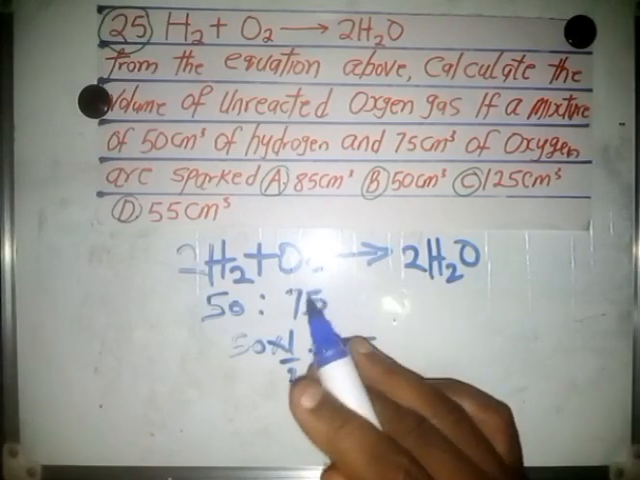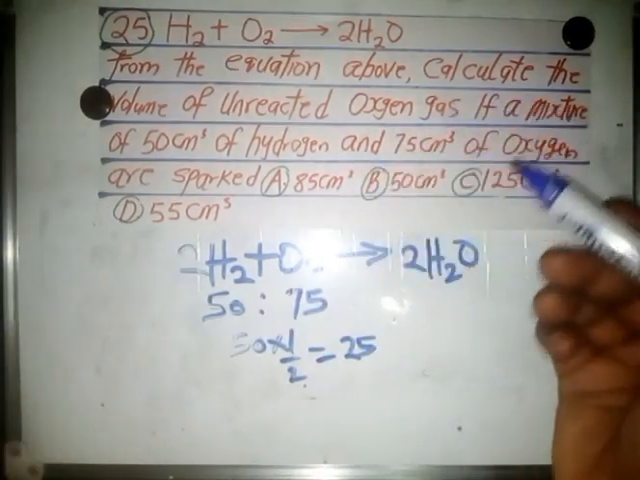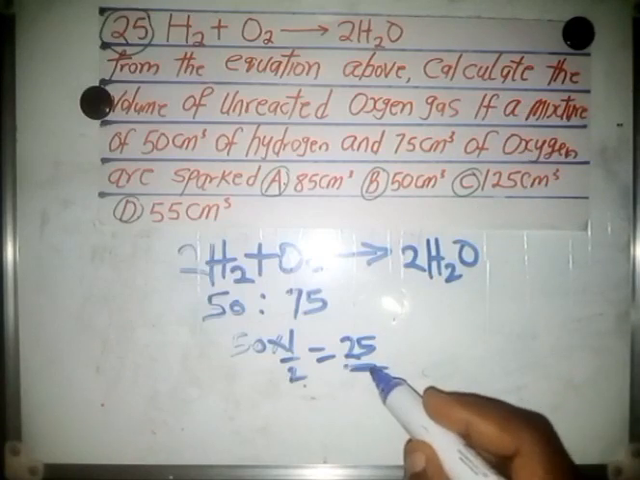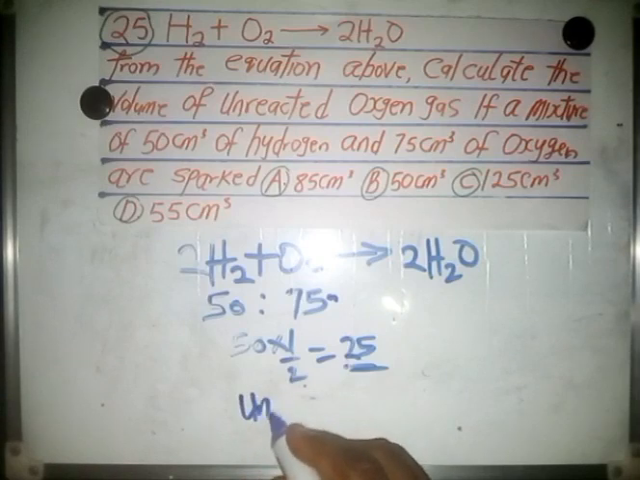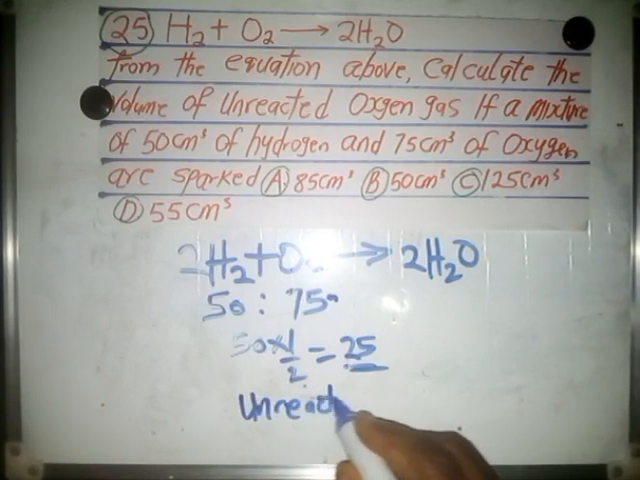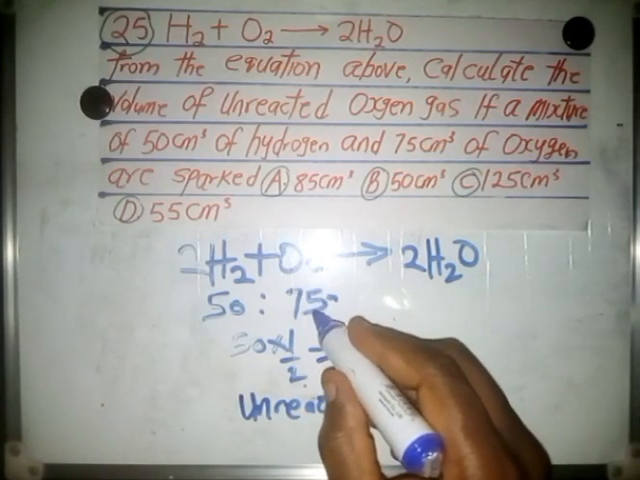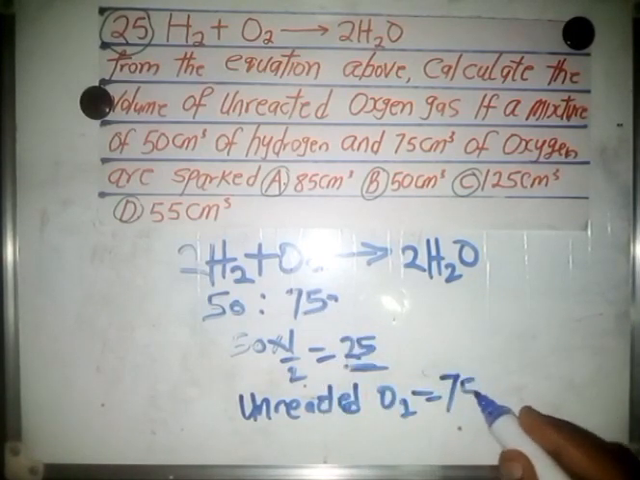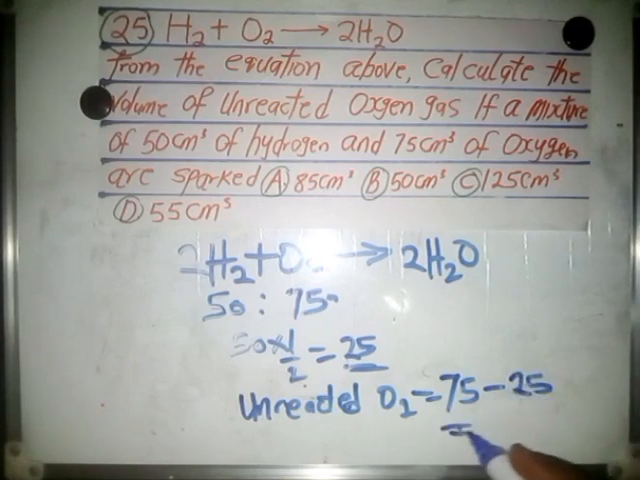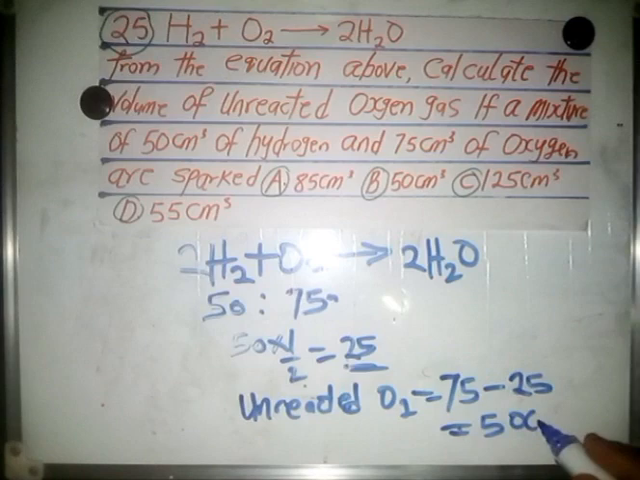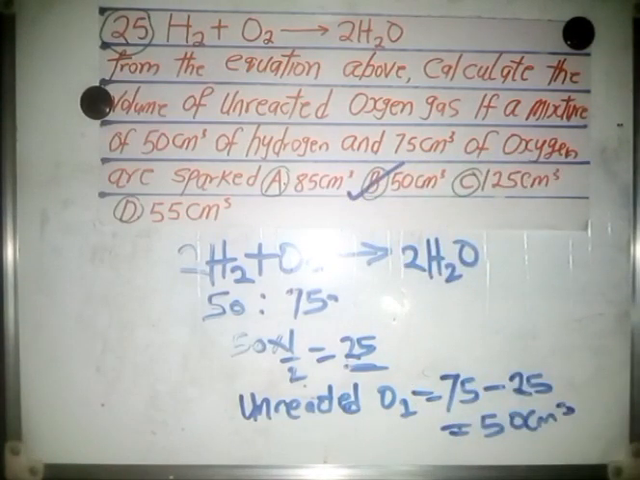So in order to get the amount of unreacted oxygen, we have to subtract this from the one that was given. So you say unreacted O2 is equal to 75, the one that was given, minus 25. That one you get 50 cm cube. So your answer is B.